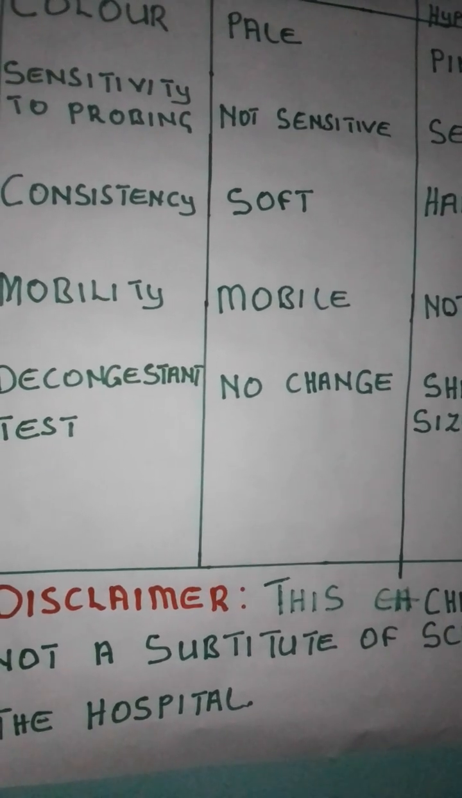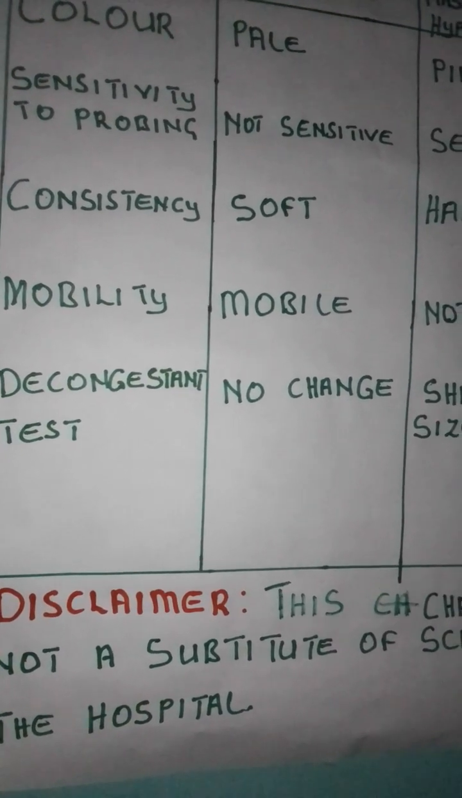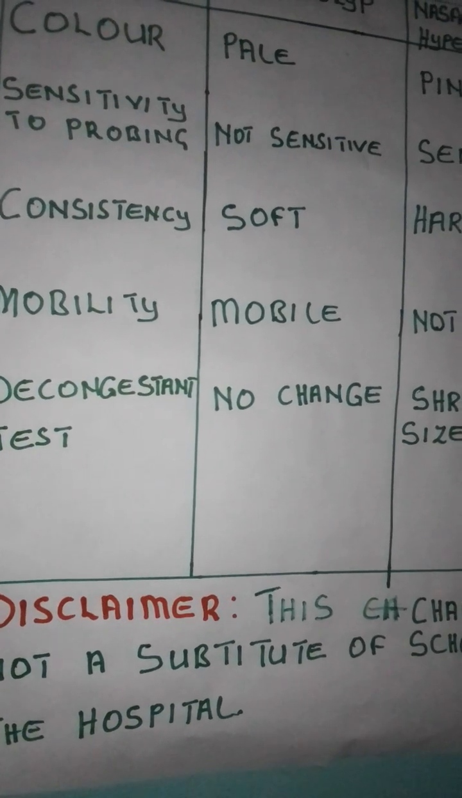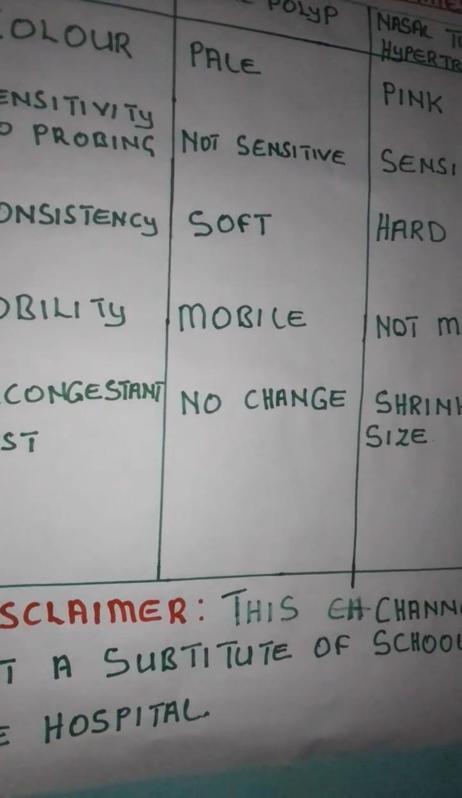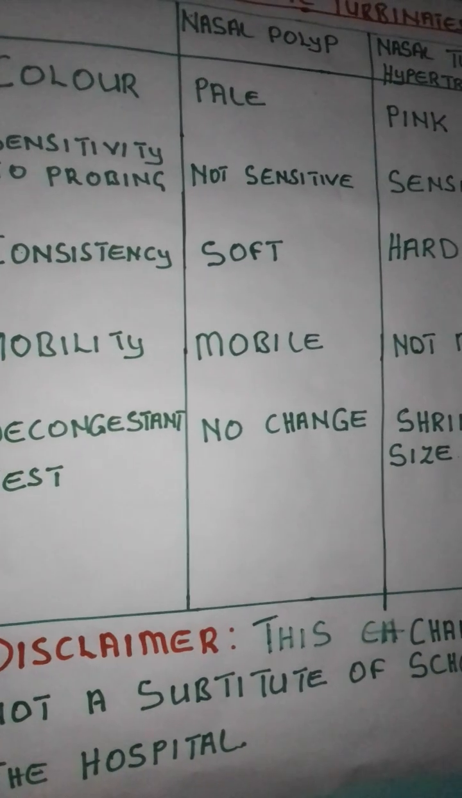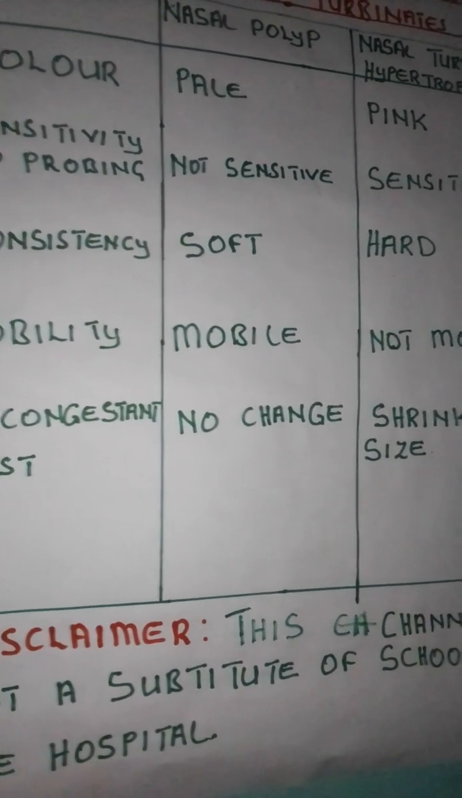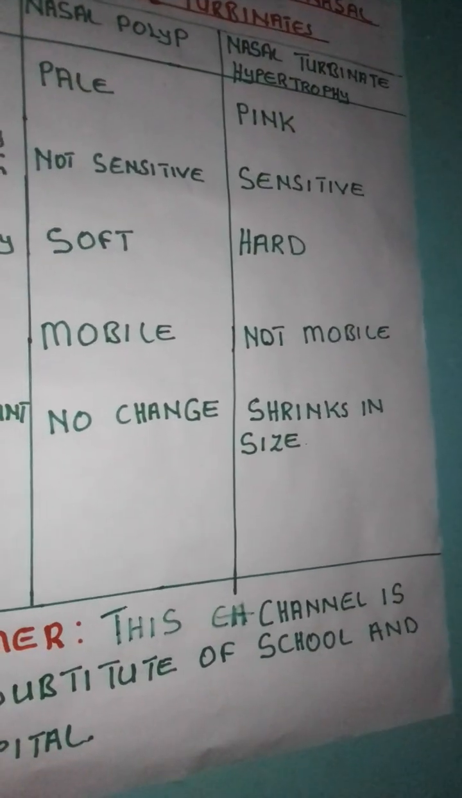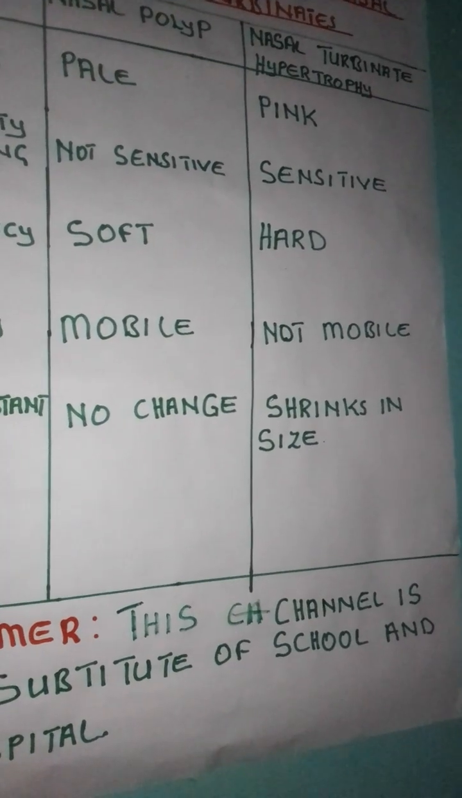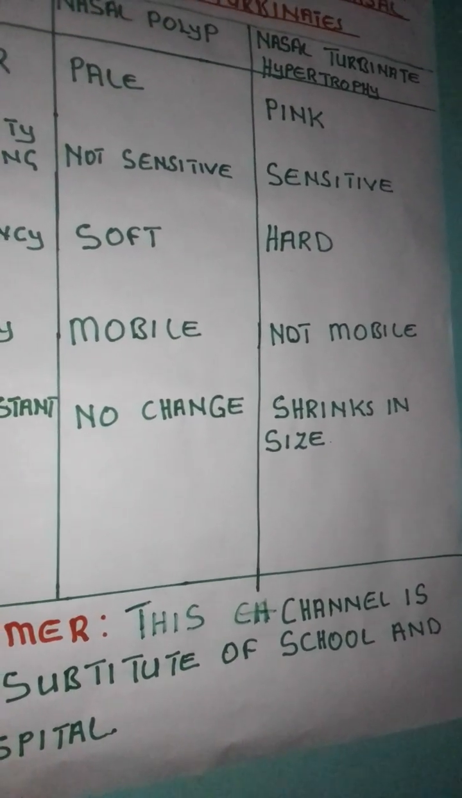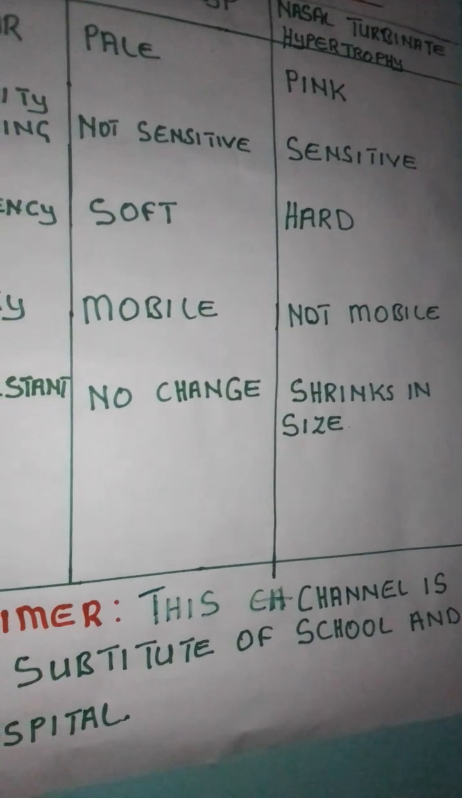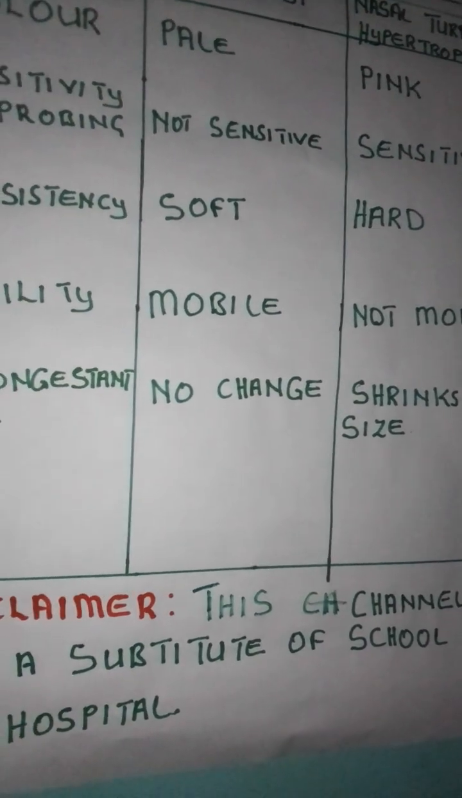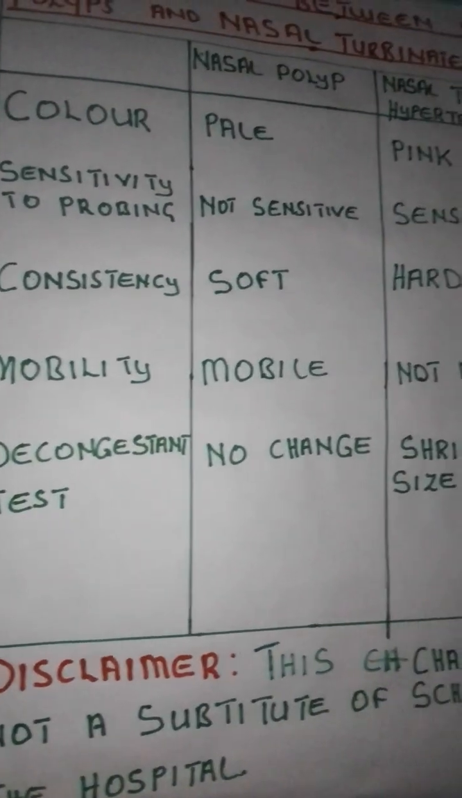Then the decongestant test. When you use a decongestant, for a nasal polyp there will be no change. For a hypertrophied nasal turbinate, when you use a decongestant, it will shrink in size. It will become small. It will reduce in size. So these are the differences.